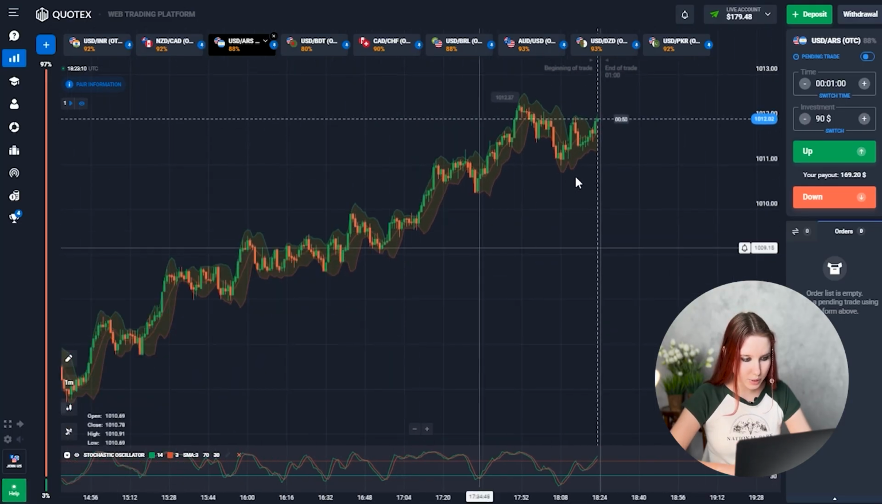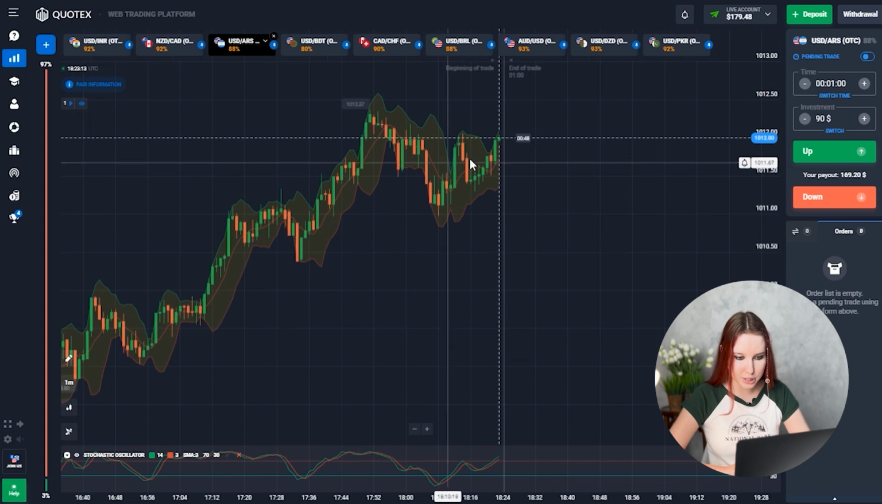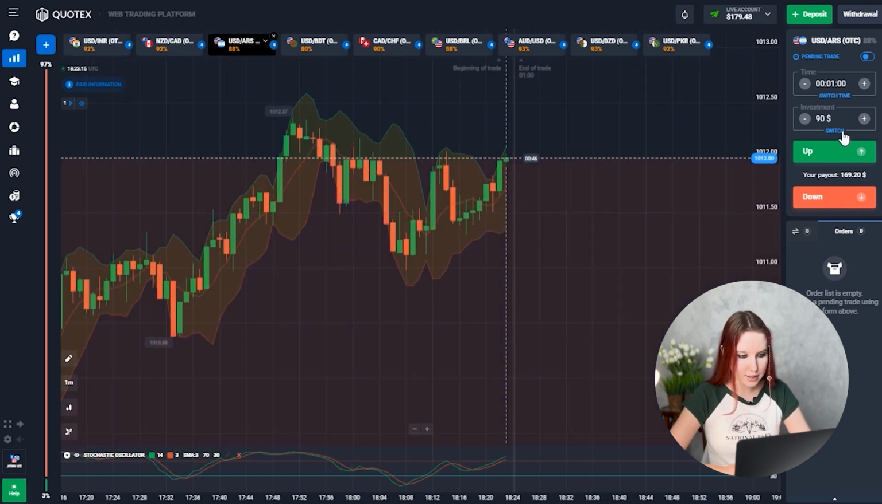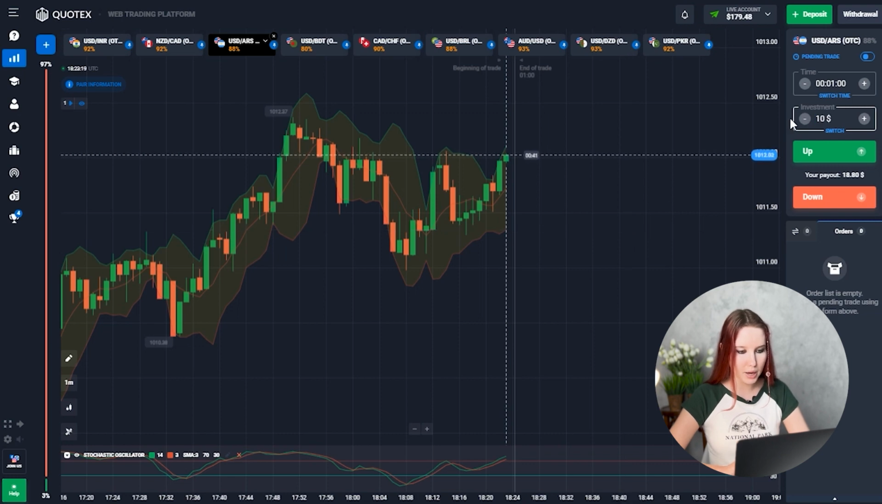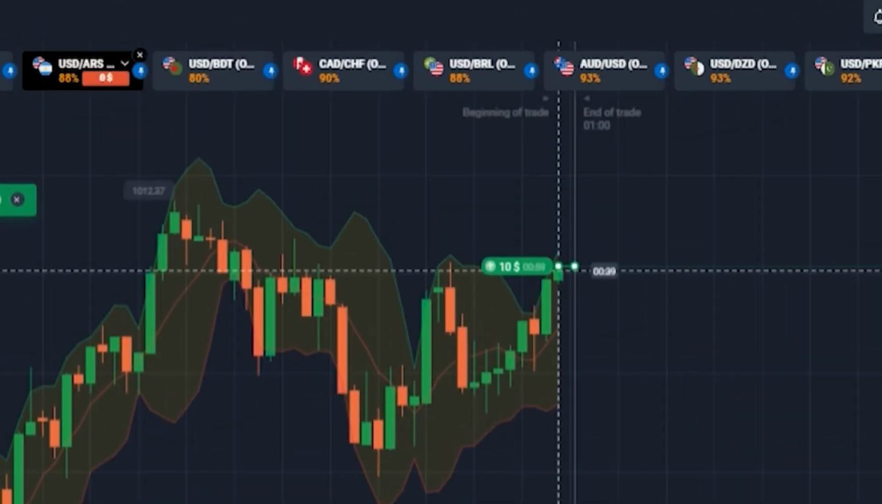Alright folks, let's continue our trading session. Right, I want to move on to the next currency pair. Let's see what we see here. Upward trend again, but look, the stochastics are looking up, and I still want to test this level, but only by 10 bucks. Trade up.